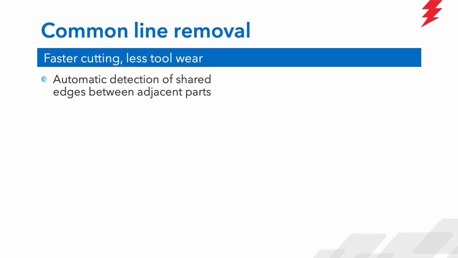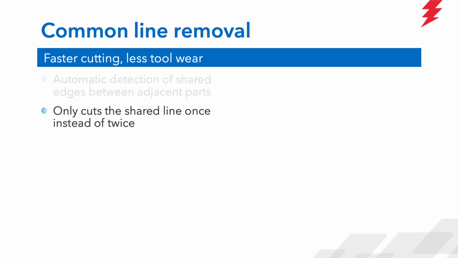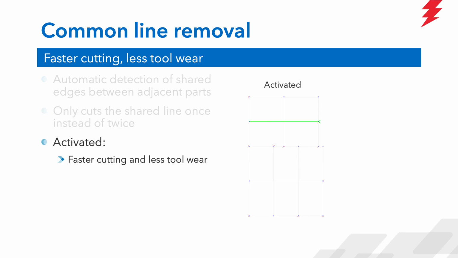For faster cutting and to reduce tool wear on your cutter, a new feature has been added that will automatically detect shared edges or cut lines between adjacent parts. Enable the Common Cut Line Removal feature and your cutter will cut any shared cut line once instead of twice. Enable this feature and you will see faster cutting of your jobs along with reduced wear on your cutting tools.